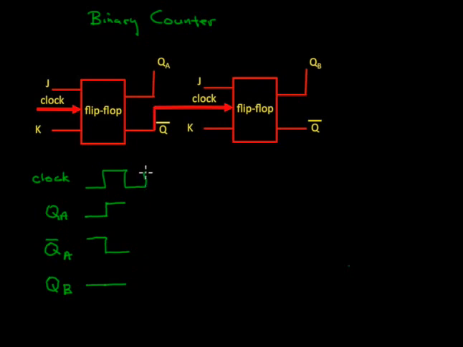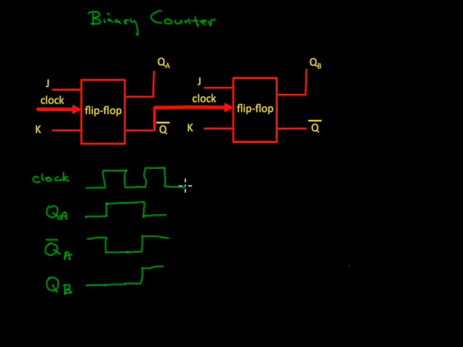Let's go through another clock cycle. At the rising edge of the clock input, QA will change. It's already high, so it goes low. Not QA has to do the opposite, so it goes high. The rising edge of not QA is a trigger for the clock of the second flip-flop, so QB must change. It goes from low to high.